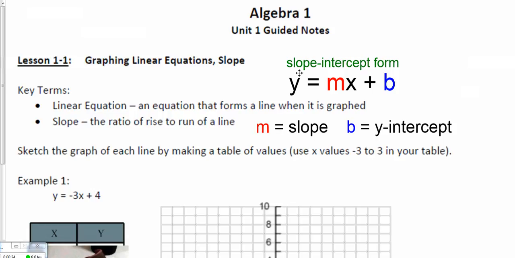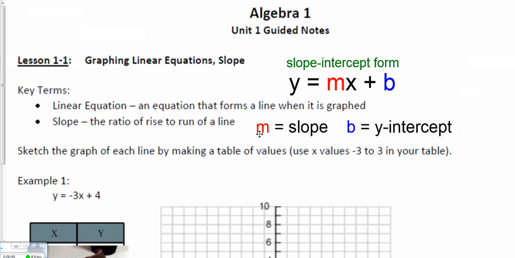Now remember, anytime we have a straight line, our basic form of an equation is called the slope-intercept form. And I want you to write this down somewhere in your notes. The slope-intercept form of an equation is y = mx + b. When you have an equation in this form, m is going to be some number, and b is going to be some number. So, for example, here we have y = -3x + 4. So -3 is our m, and 4 is our b.